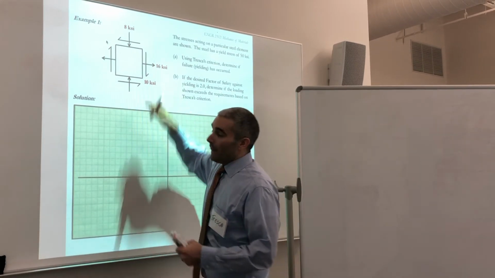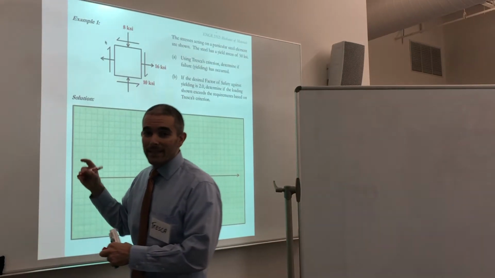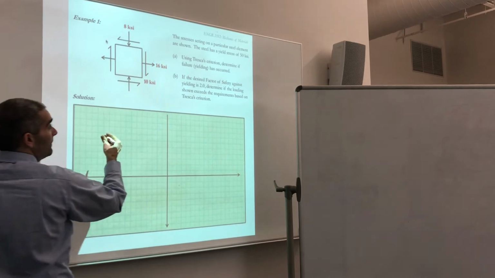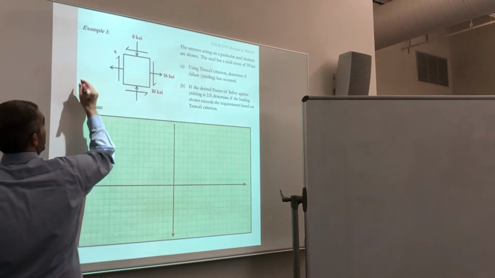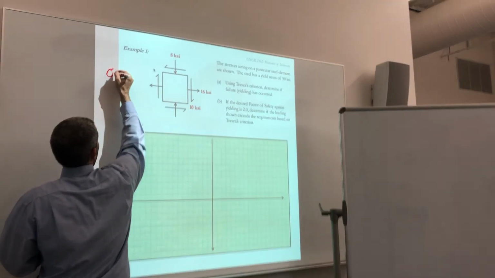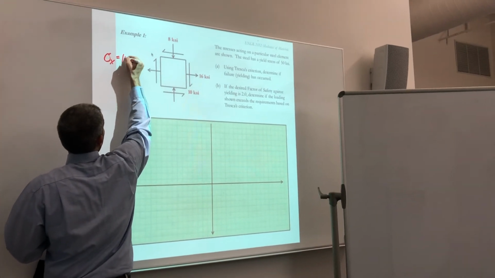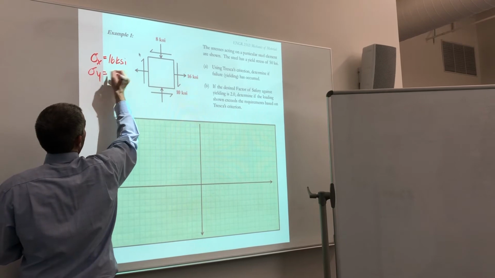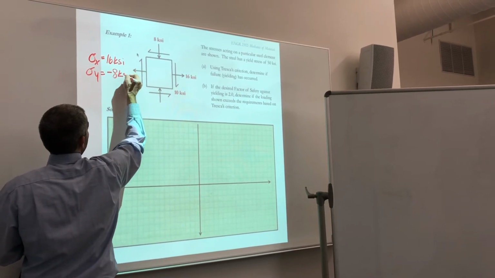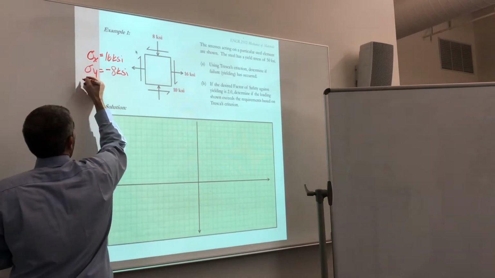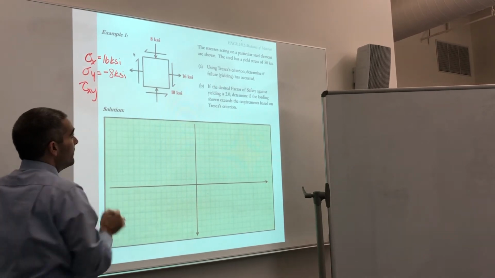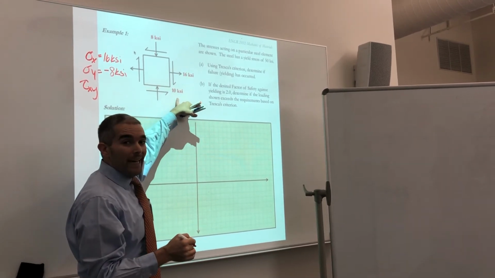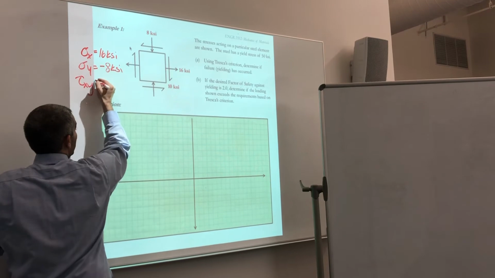So we come in and we can identify the stresses. This was step number 1: draw the sketch of the element and then identify the stresses. So I see I have sigma x equals 16 KSI, sigma y equals negative 8 KSI because it's in compression. Tau xy, my shear stress, is going to be negative 10 KSI.